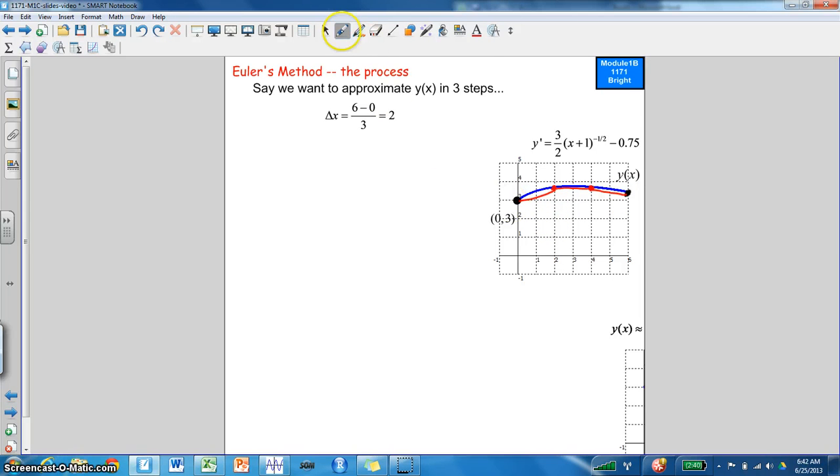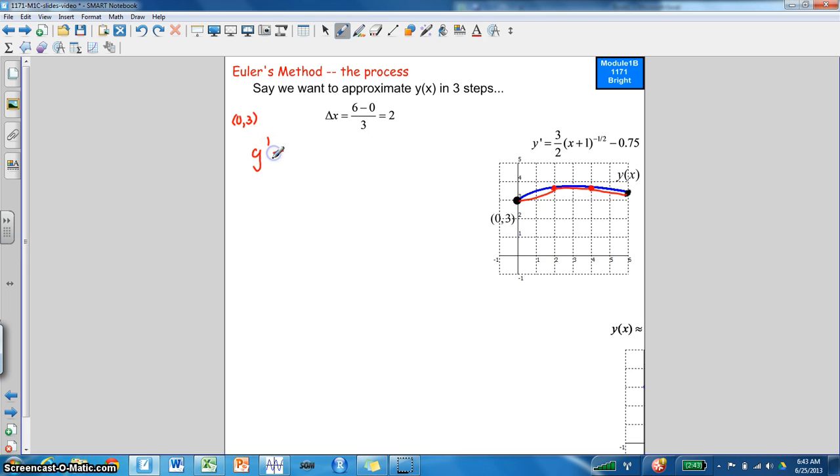Okay, so let's begin the process. Alright, so step 4, we have to start, well, our initial point is given to us, but we use that initial point in our rate equation to determine the change in y. So y prime, and I'm going to say this is for the point 0, 3.